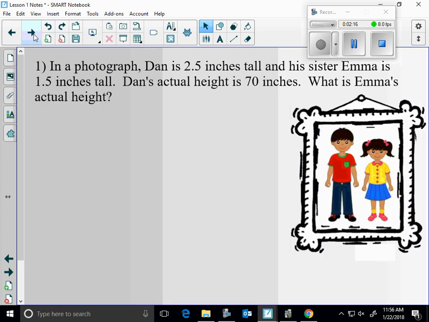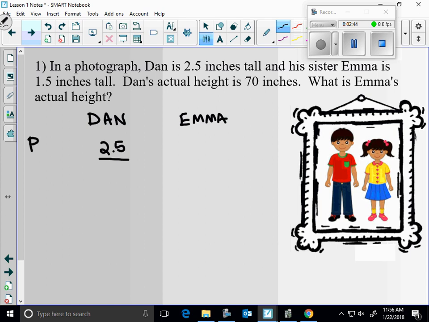Dan is 2.5 inches tall, and his sister Emma is 1.5 inches tall in the photograph. Dan's actual height is 70 inches. What is Emma's actual height? So let's think of this as Dan and Emma. I like to lay it out. Dan and Emma aren't the same height. However, their ratios should be. So Dan is 2.5 inches tall in the photo. How tall is Dan in real life?